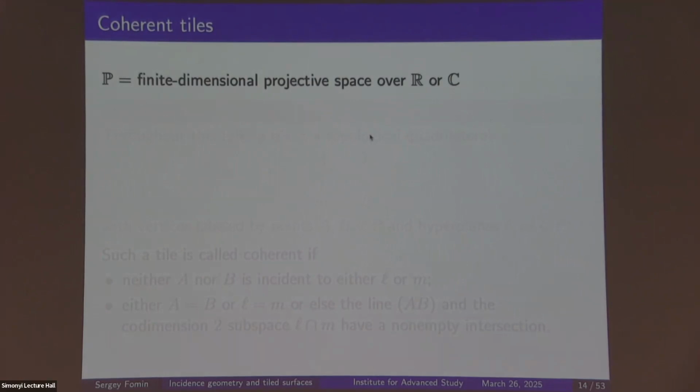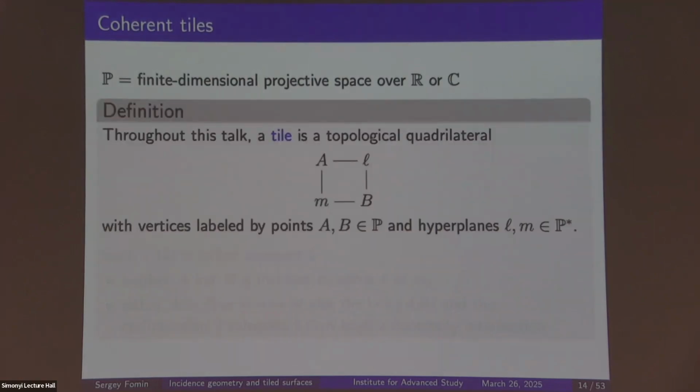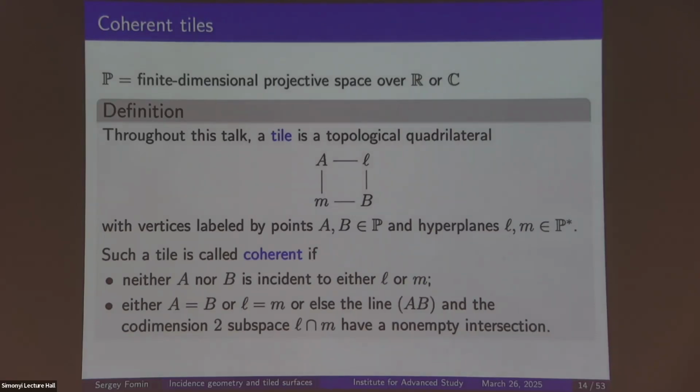Suppose we have a finite dimensional projective space P. A tile is just a quadrilateral, but I will label its vertices by points in our space and hyperplanes, which I will interpret as points in the dual projective space. So there will be white vertices and black vertices, and I will put their points in P star and P respectively. And this is the main definition, so please pay attention.